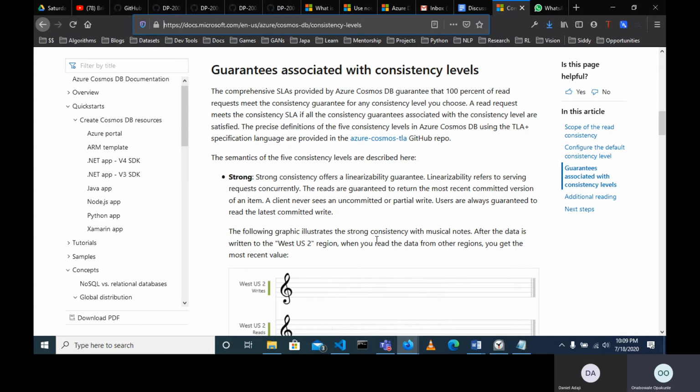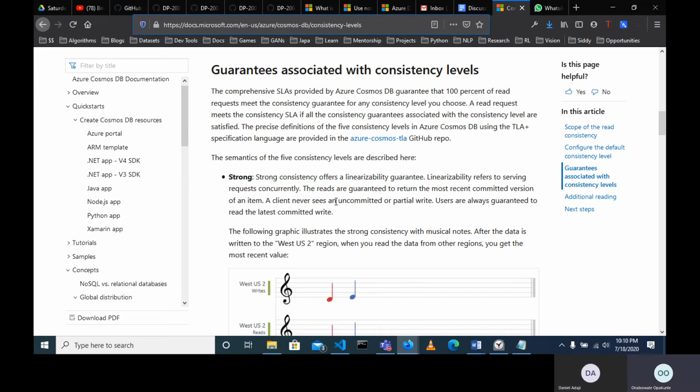So personally, I didn't really get this consistency level stuff. I get the trade-off between availability and performance, right? That's the syncing, right? So, for example, this linearizability. It refers to serving requests concurrently at the same time.